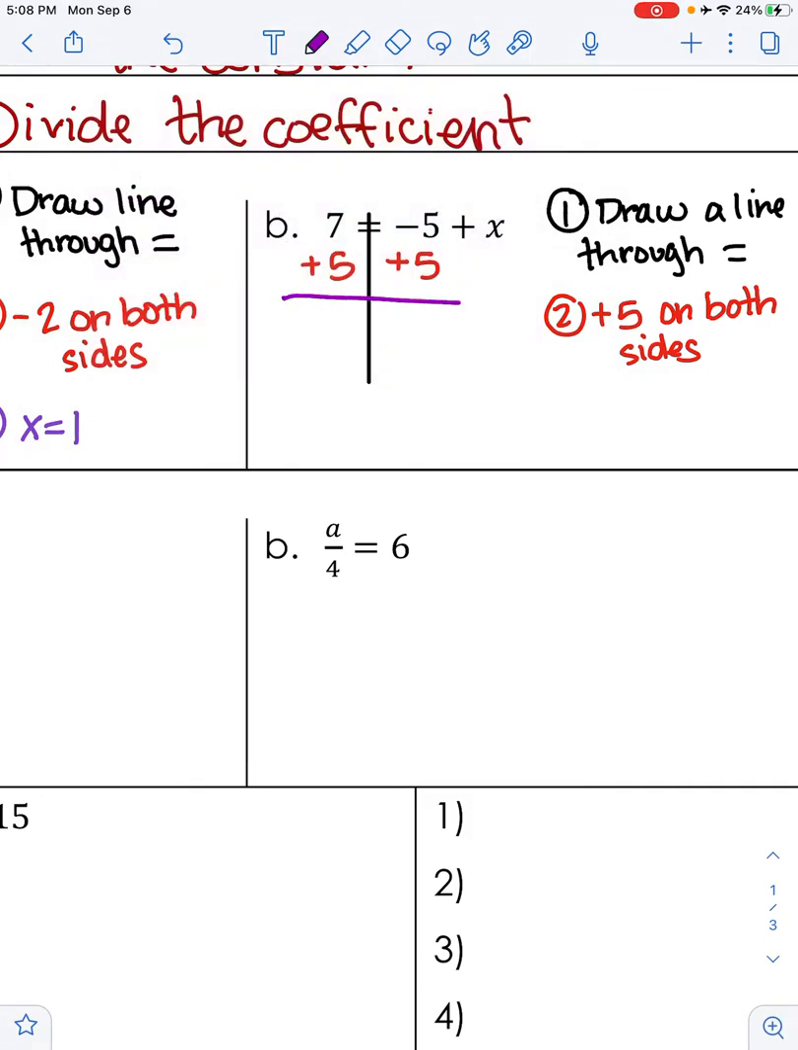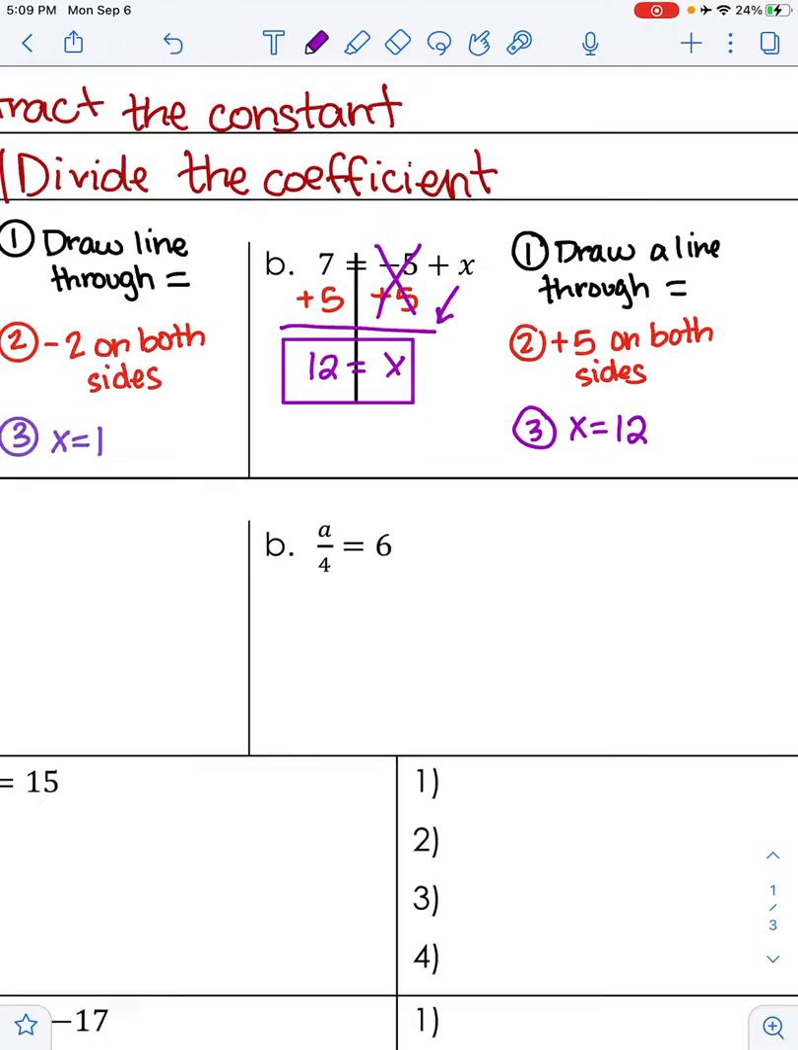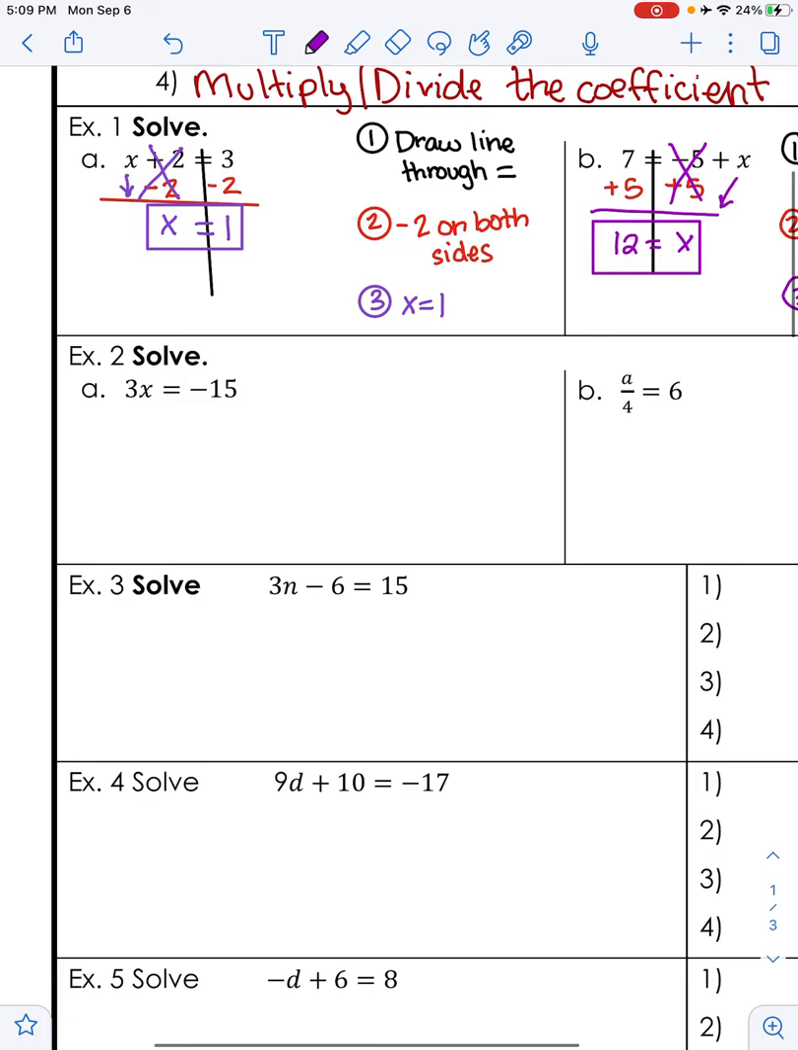And last but not least, we simplify. On this left side, we have 7 plus 5, we get 12. On the right side, we have negative 5 plus 5, that is 0. And then I drop down my x term. So I get x equals 12. So step 3, x equals 12, or 12 equals x, it's the same thing.